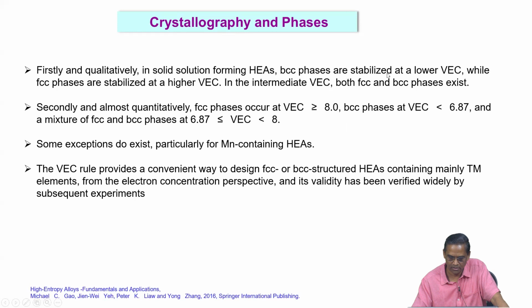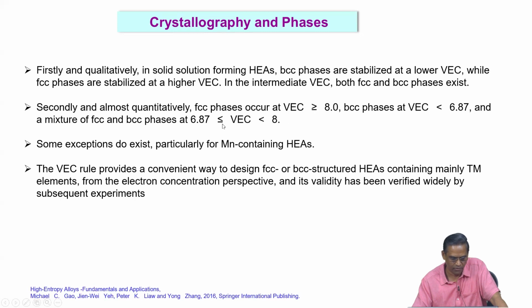This is what I showed in the previous plot, and there are some numbers given. For an FCC phase to occur, VEC should be greater than or equal to 8. For a BCC phase to occur, it should be less than 6.87. And for a mixture of FCC and BCC phases, it should be between 6.87 and 8. So, this is a guideline by which you will be able to predict what kind of crystal structure it will form.